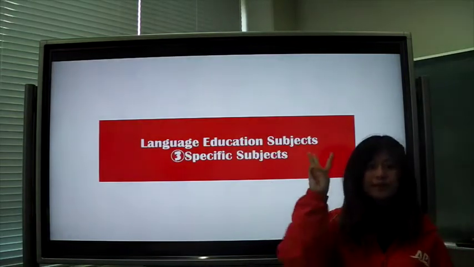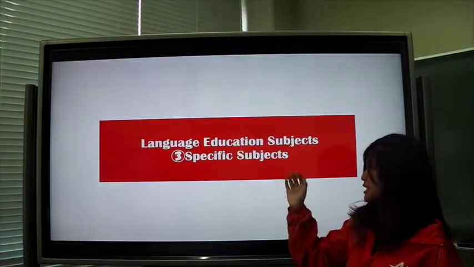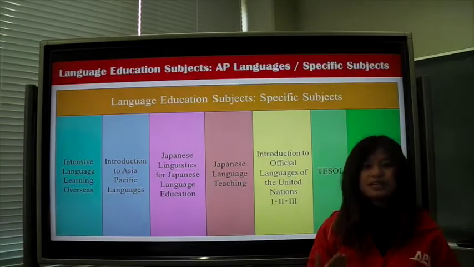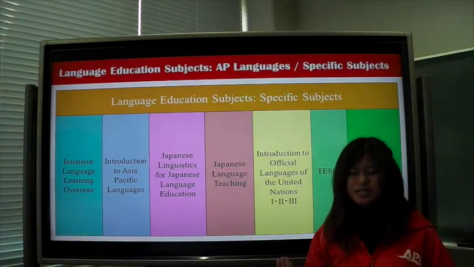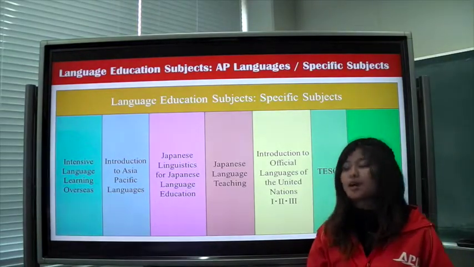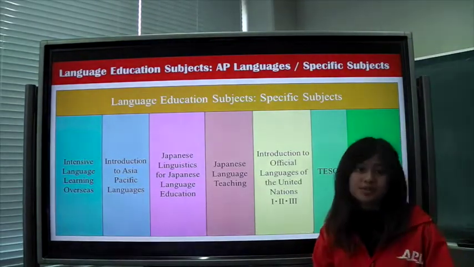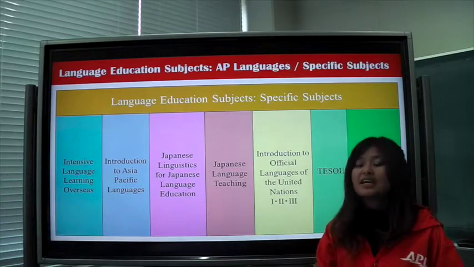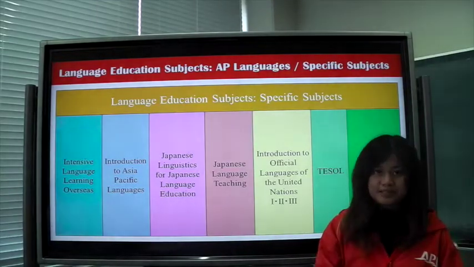Moving on, for number 3, you will have specific subjects. So what does it mean for specific subjects? It means that you do not learn how to speak, but you learn the description, the basic information, and the history itself of the language.